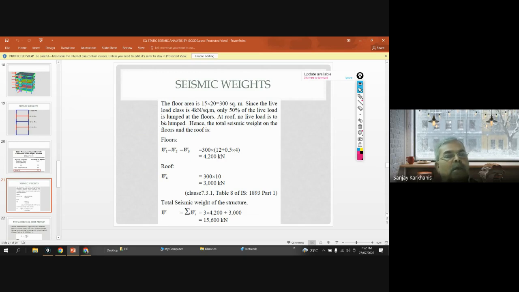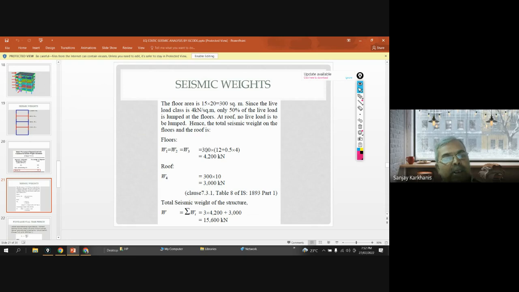of live load is lumped at the floors, and at roof, no live load is to be lumped because code says do not include any live load on terrace for calculation of seismic weight. Again, I am saying for calculation of seismic weight. Then you can see here W1, W2, and W3. These are the 3 floors in consideration for the example.